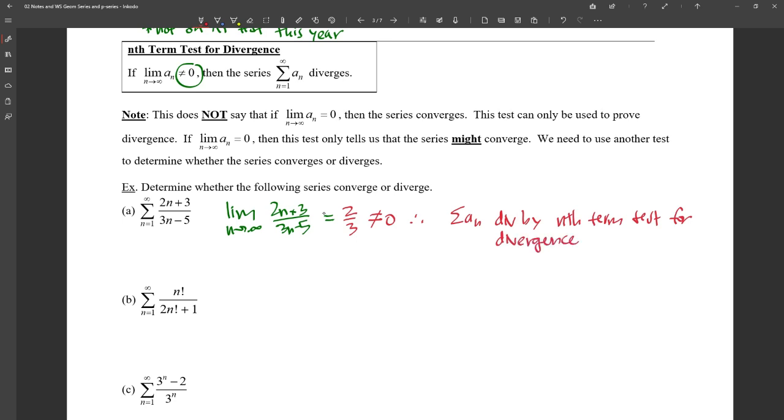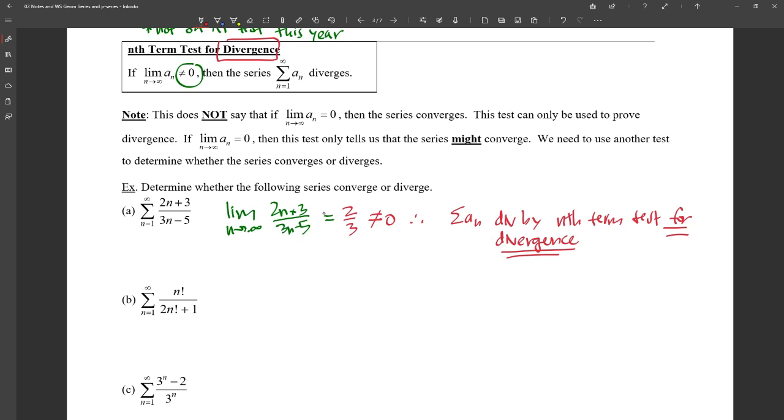Now what's super important here is you add this at the end: for divergence. The nth term test for divergence only tells you if it diverges. You would never use the nth term test to say that something converges, and that's what students do a lot. Students will say, oh, this is equal to 0, so therefore the opposite is true, this series must converge by the nth term test for divergence. No, that's not allowed. The nth term test for divergence is only a divergence test. It never tells you that something converges.